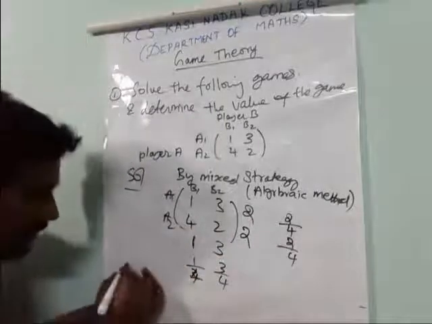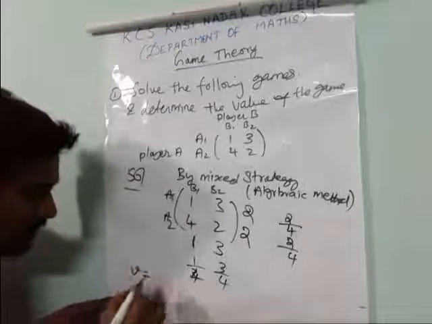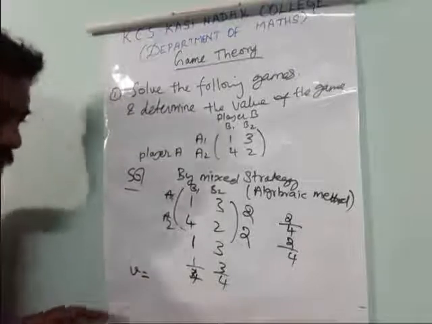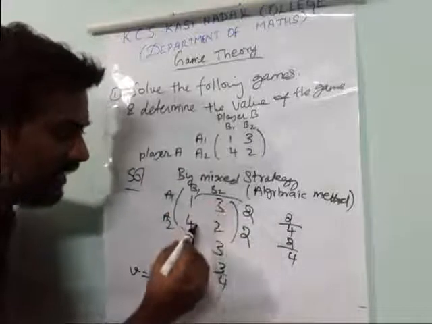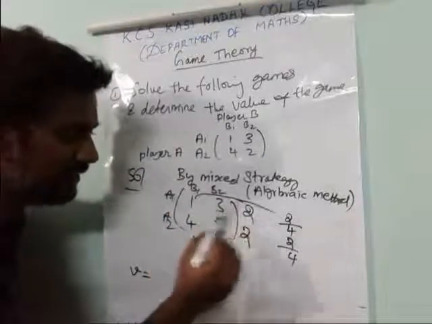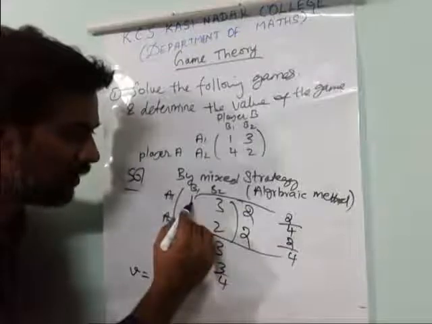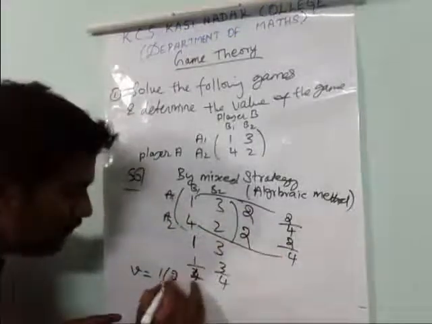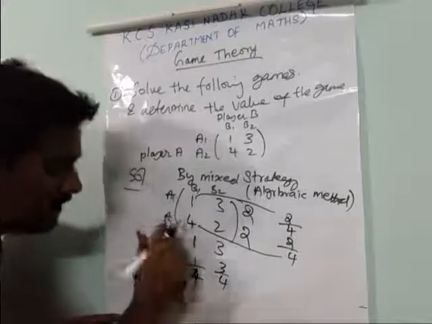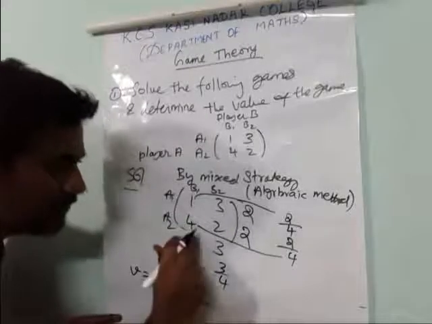Okay, now the value of the game. V is nothing but the value of the game. So now what do you do? Just multiply this into this, and this into this, and this into this. Now 1 into 2 is, write 1 into 2 by 4. Now what is the sign here? Plus. So plus 4 into 2 by 4.